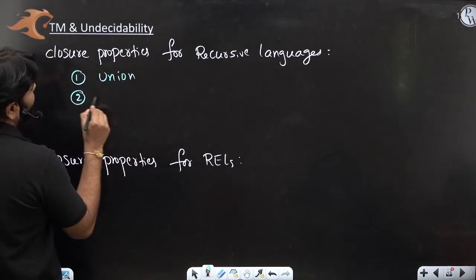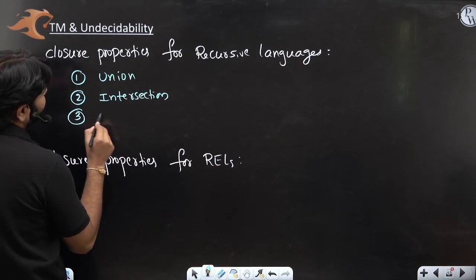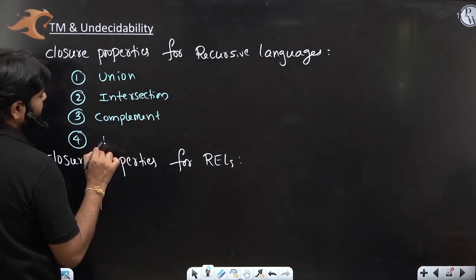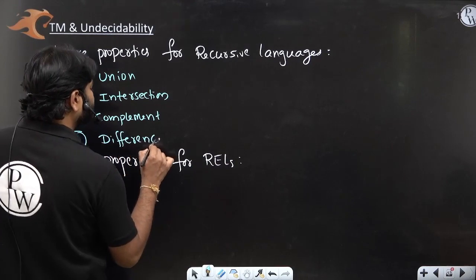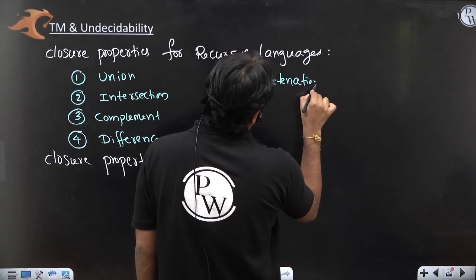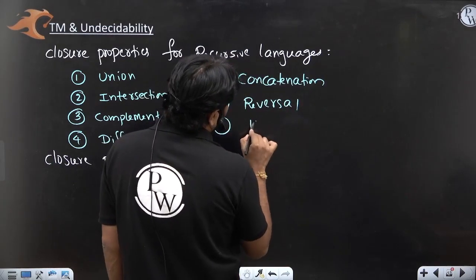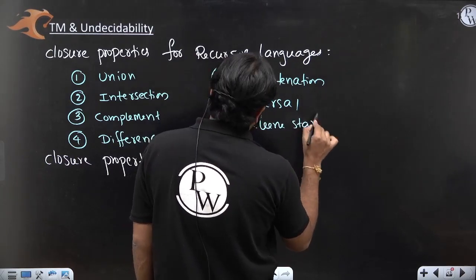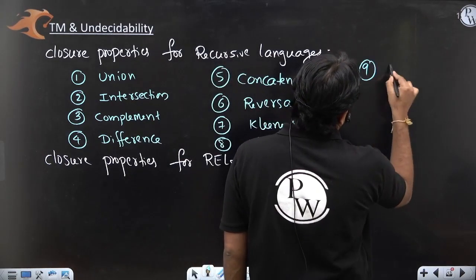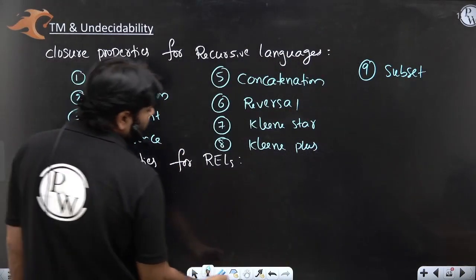Union, intersection, complement, difference, concatenation, reversal, Kleene star, Kleene plus, subset. Just take important operations. The same we'll be having here, but what are closed and what are not closed here?